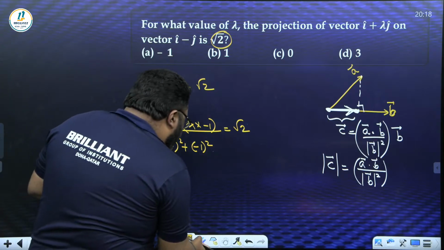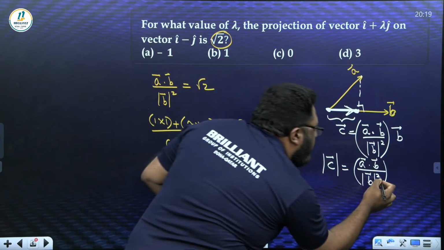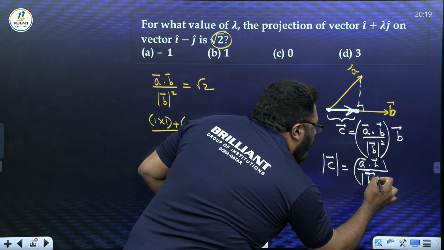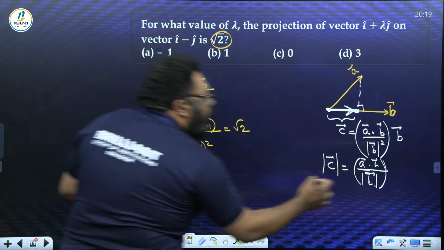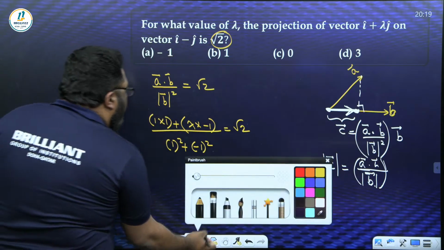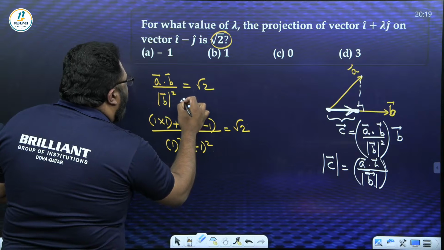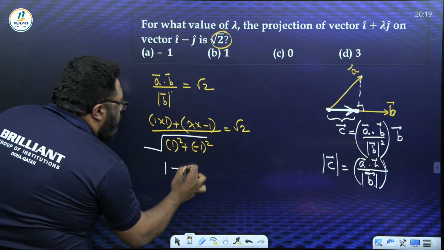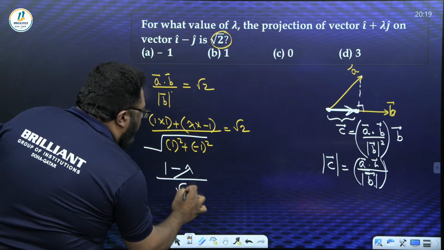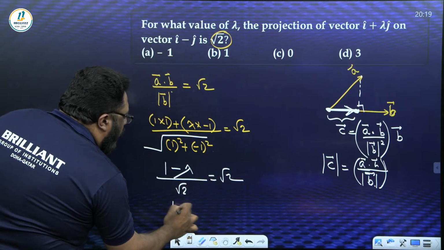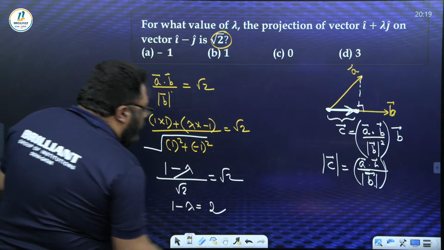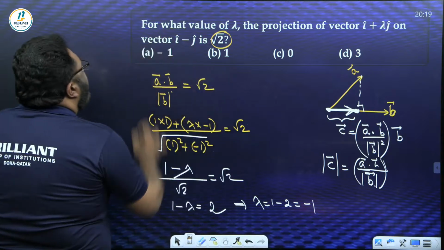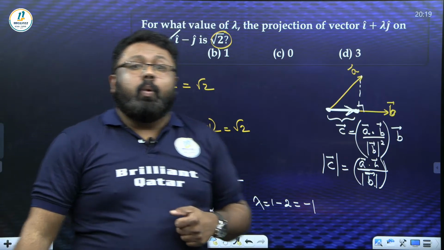Oh, 1 minute, I made a small mistake in the formula here. It's not B squared here, my dears, it is just B. My bad, please note it. When you say the magnitude, it's not B squared, it's simply B. So in that case, please change the formula here as well. It's not B squared, so the square root will come. So 1 minus lambda divided by root 2 is equal to root 2. So 1 minus lambda equal to 2. So that implies lambda is equal to 1 minus 2 equal to minus 1. Again, option A, minus 1.